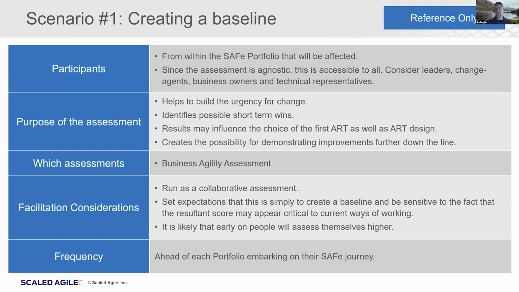What's the purpose of this assessment? What's the purpose that we're doing this one, at this particular scenario? So we see here, we're trying to help for that urgency for change, get that information that we need to show the evidence that, yeah, we do need to do something different than what we're doing today. And then what assessment would you want to run for this particular scenario? So we see in this case, it's for the business agility assessment to be able to get that baseline.